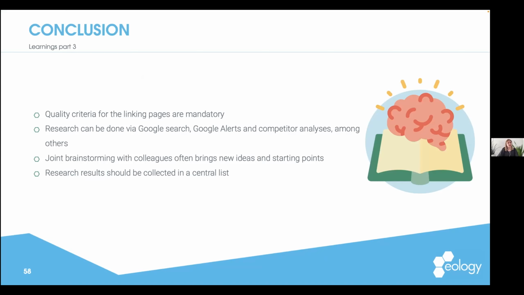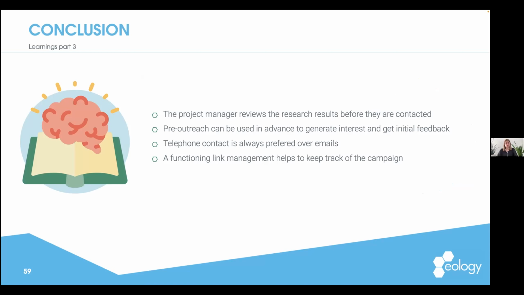Quality criteria for the linking pages are mandatory. Research can be done via Google search, also Google Alerts or competitor analysis, among others. You can use joint brainstorming with colleagues, which often brings new ideas, new impulses, and new starting points. Your research results should be collected in a central list, so you have everything in one document. The project manager reviews the research results before they are contacted. You can do a pre-outreach in advance to generate interest and to get initial feedback. You should always use contact via telephone, which is preferred over emails. And functioning link management helps you to keep track of your campaign.